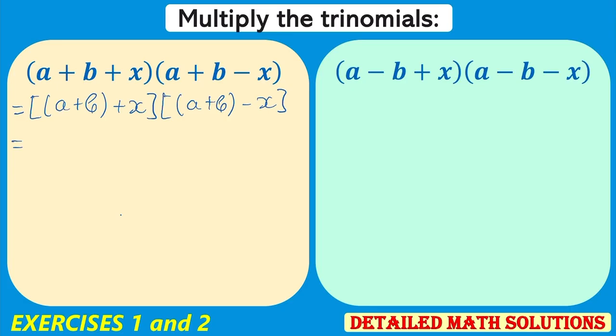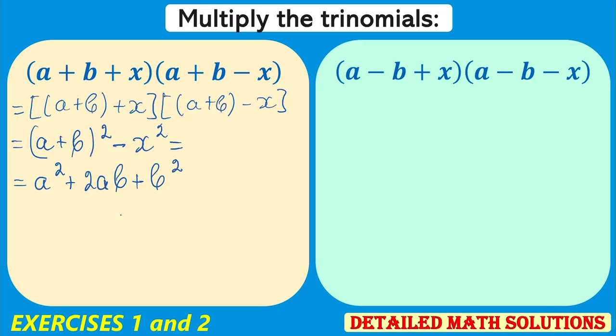The first term will be a + b, and the second term will be x. When I apply the formula, this equals (a + b)² − x². As a next step, I'm going to use the formula for binomial square (a + b)² to simplify this further. When I do that, this equals a² + 2ab + b², and what I have left is − x².